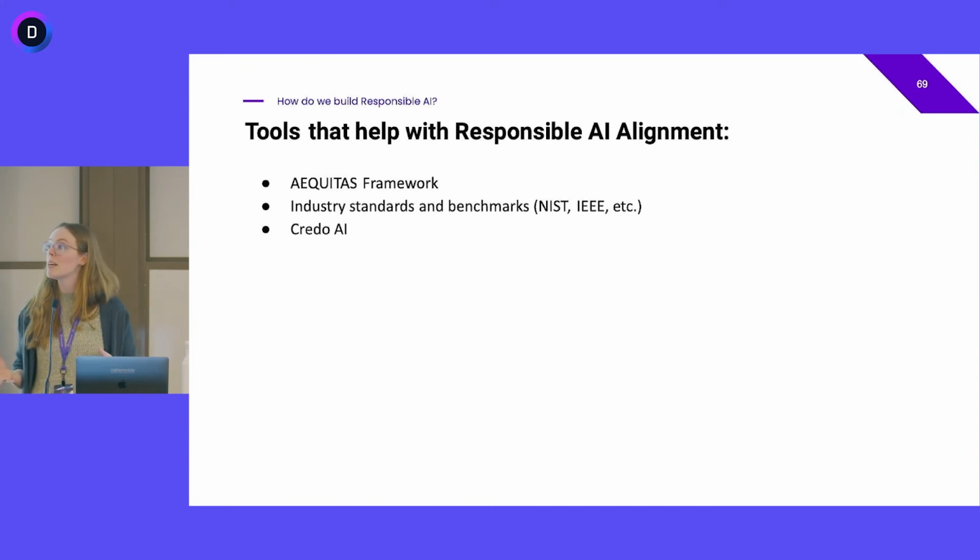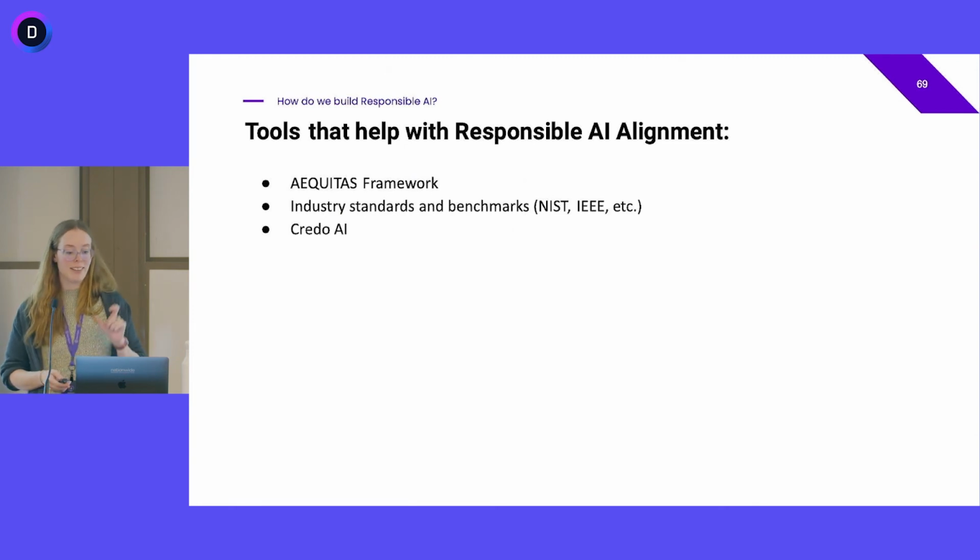Industry standards and benchmarks, right? Those help you define what good looks like. We still have a long way to go with this, but organizations like NIST are starting to chip away at this work. And then tools like Credo AI are designed to help you do that translation from potential harms to metrics.